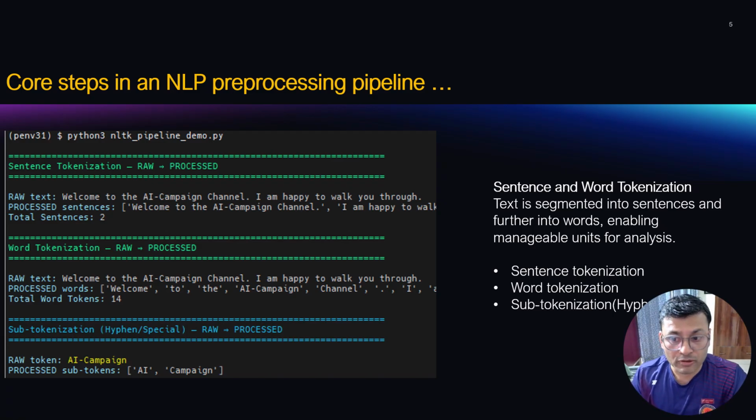If you look at how an NLP pipeline works, this is part of the same script I created, the NLTK pipeline demo process. Before any NLP model can understand the text, it must go through processing pipelines. That is called the NLP processing pipeline. The pipeline begins with sentence tokenization first, as you see on my screen.